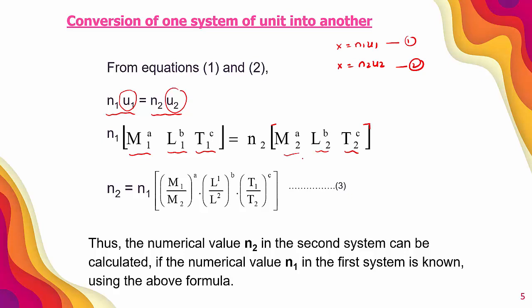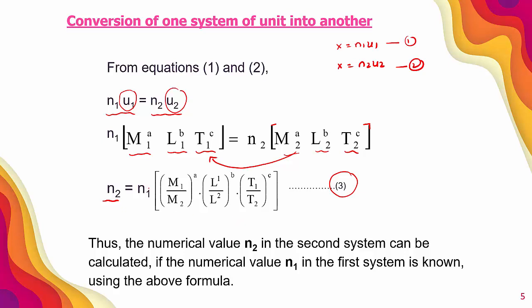Or I can write this equation as, observe here, N2 is equal to. So this term we can take to the LHS side. N2 keep here only. So these M, L, T terms we can take to the LHS side, and they will go to the denominator. So the equation becomes N2 equal to N1 into M1 by M2 raised to A into L1 by L2 raised to B into T1 by T2 raised to C. Let us take it as equation number 3. Right? So this is the final equation, equation 3.